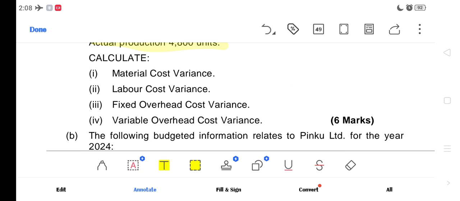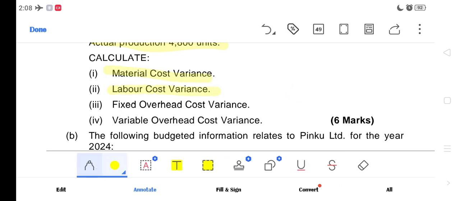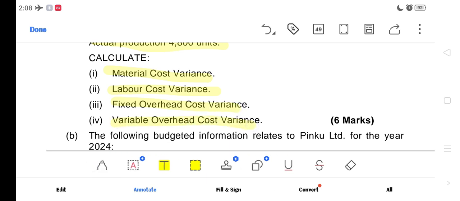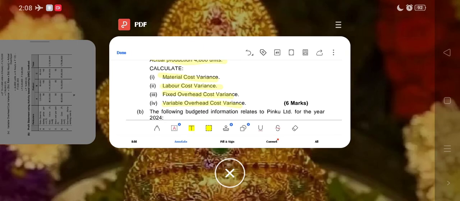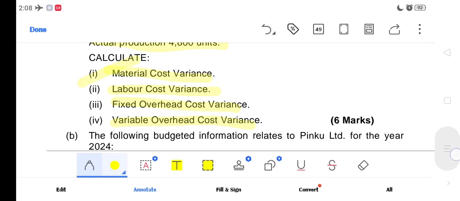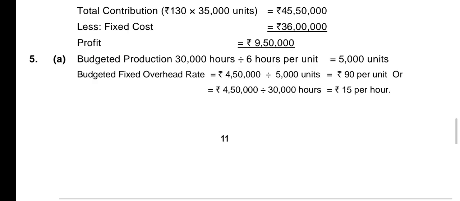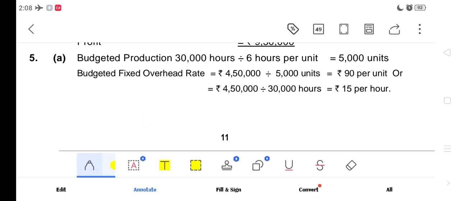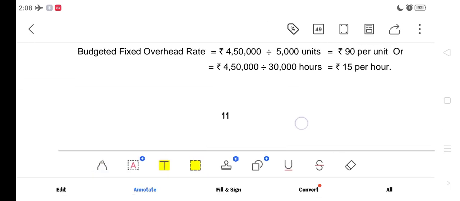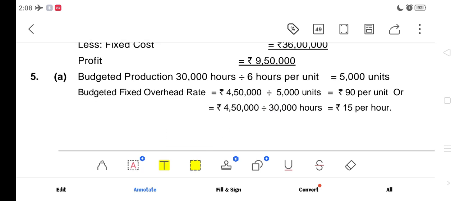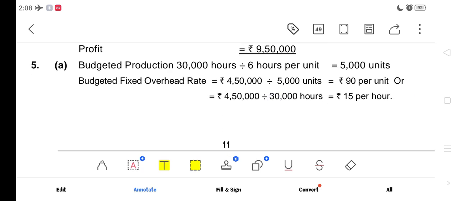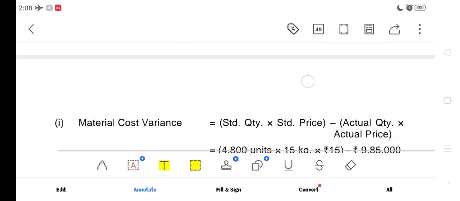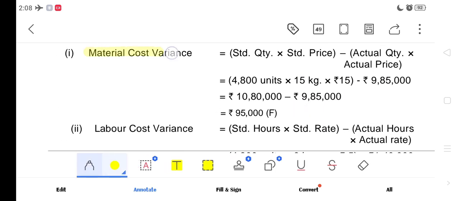They want to calculate material cost variance, labor cost variance, fixed overhead cost variance, and variable overhead cost variance. They have given all the information about material, labor, fixed and variable. First, they have asked about material variance. They have given some small working notes. I think this is not required, but let's see; if we require it, we'll come back to it. Let me first explain this material cost variance.